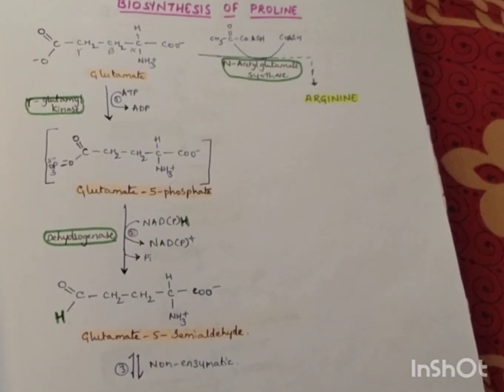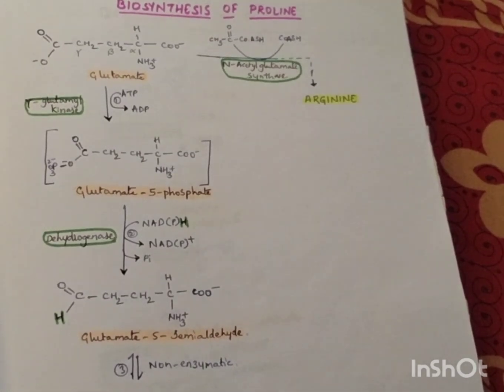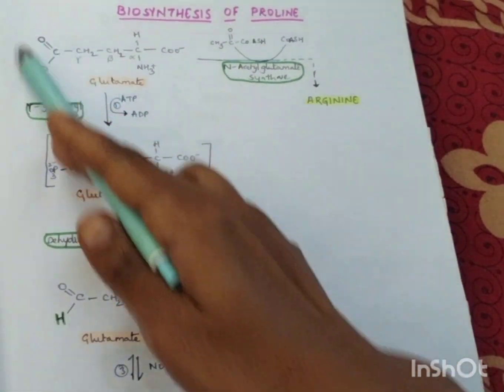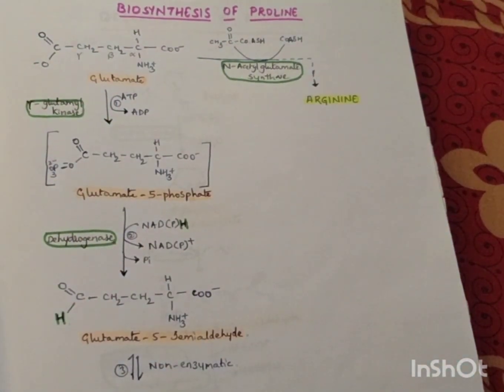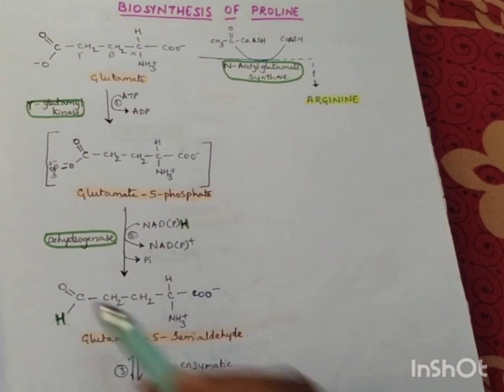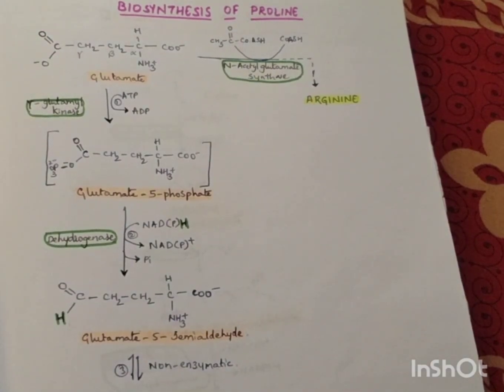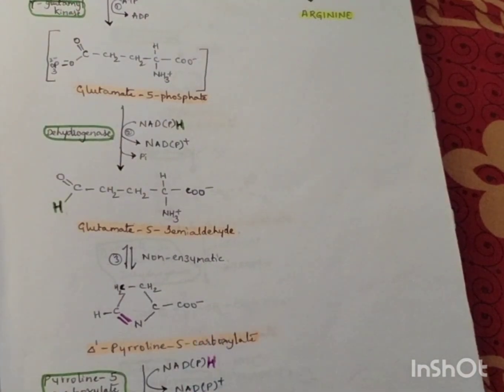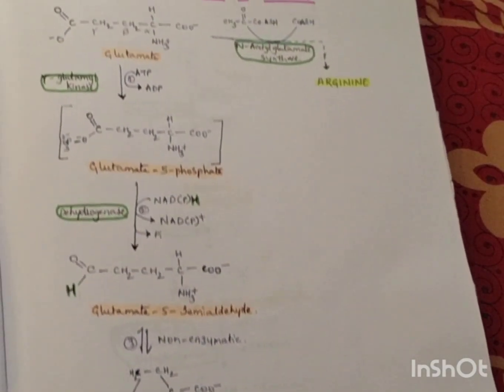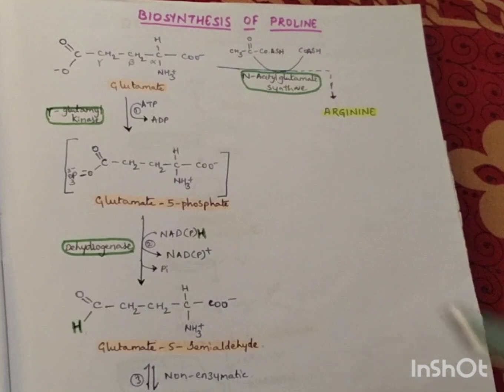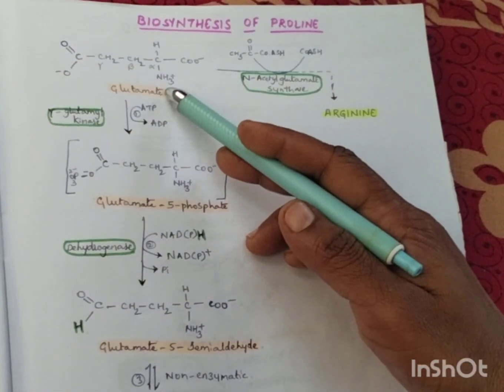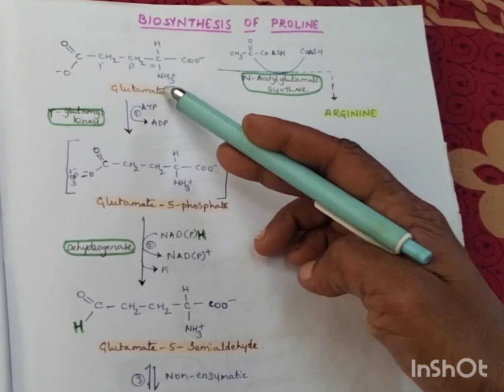First, we will see the biosynthetic pathway of proline. Conversion of glutamate to proline involves the reduction of the gamma carboxyl group to an aldehyde, followed by the conversion to an internal Schiff base, whose further reduction yields proline. Glutamate acts as the precursor for the synthesis of proline.